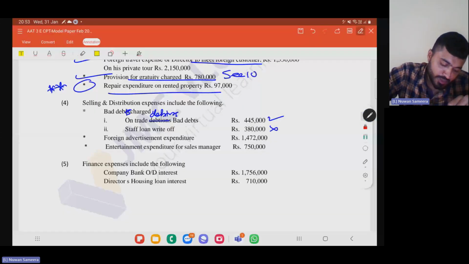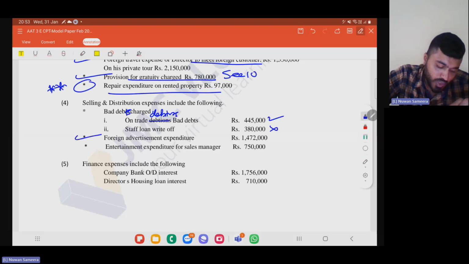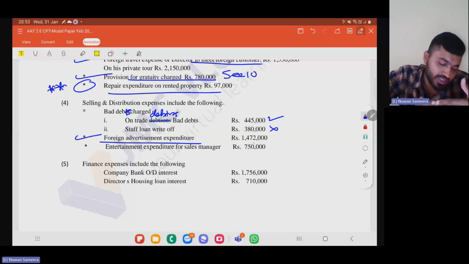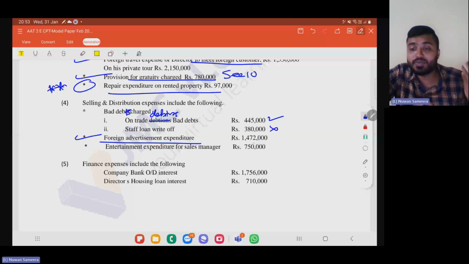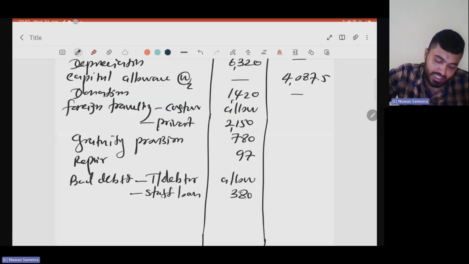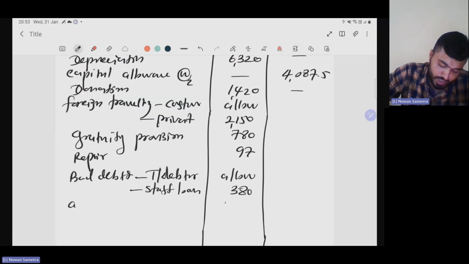Then the foreign advertisement expenditure. In this case, we have to assume that the advertisement expenditure is allowed. That means allow it for the calculation, because that expenditure is incurred for the production of business income. If there is such a situation, you can assume that with the assumption here. If that advertisement expenditure was incurred for another purpose, they will definitely tell us that. They definitely will give that, right? So that is advertisement.